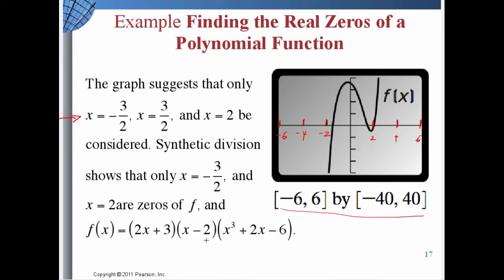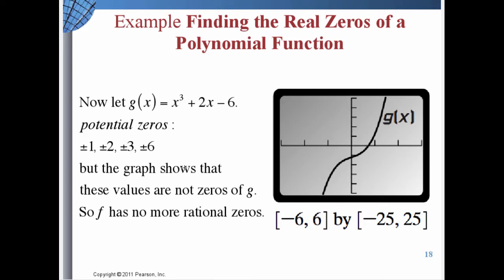Now synthetic division shows that only x equals negative 3 halves and x equals 2 are in fact zeros of f. Okay, so I'm not going to show that work, but we could work that out and verify that. So what we know about f is that f of x equals the factor 2x plus 3 times another factor x minus 2. And then after those two synthetic division steps, the coefficients that we would be left with would be a cubic function, x cubed plus 2x minus 6. So this factor right here can generate some more zeros.